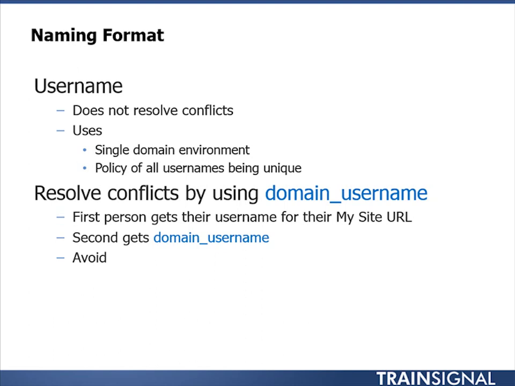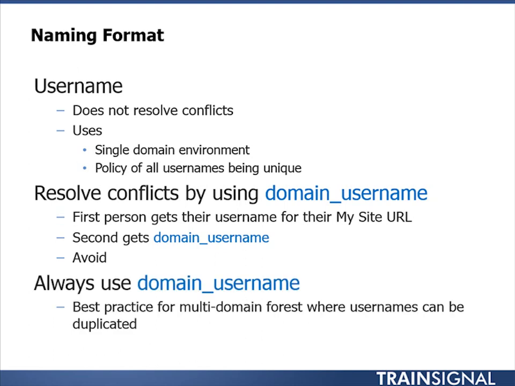So if I'm in an environment where we do have duplicated usernames across different domains, then what I'm going to do is I'm going to use the third option, which is everybody gets domain underscore username. Now, again, as much as possible, I love that first option, but that first option is only going to work in environments where everybody's username is unique.